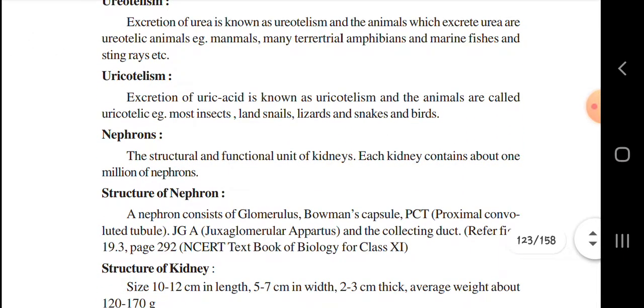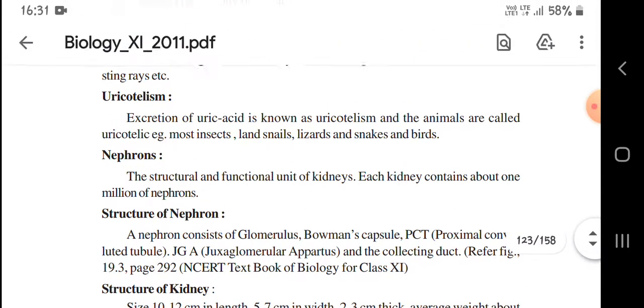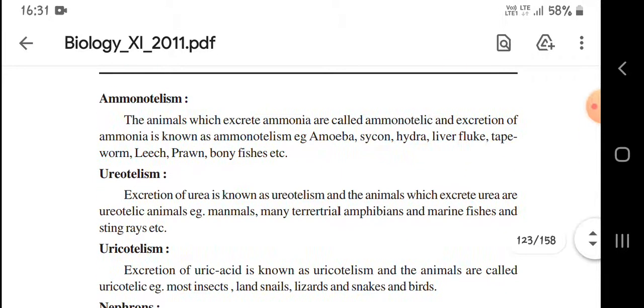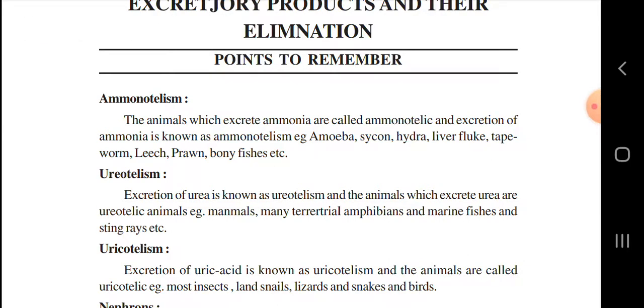And uricotelism, the excretion of uric acid, is known as uricotelism, and this is excreted by insects, lizards and other animals. Now these were the three types of excretion: ammonia, urea and uric acid excretion.